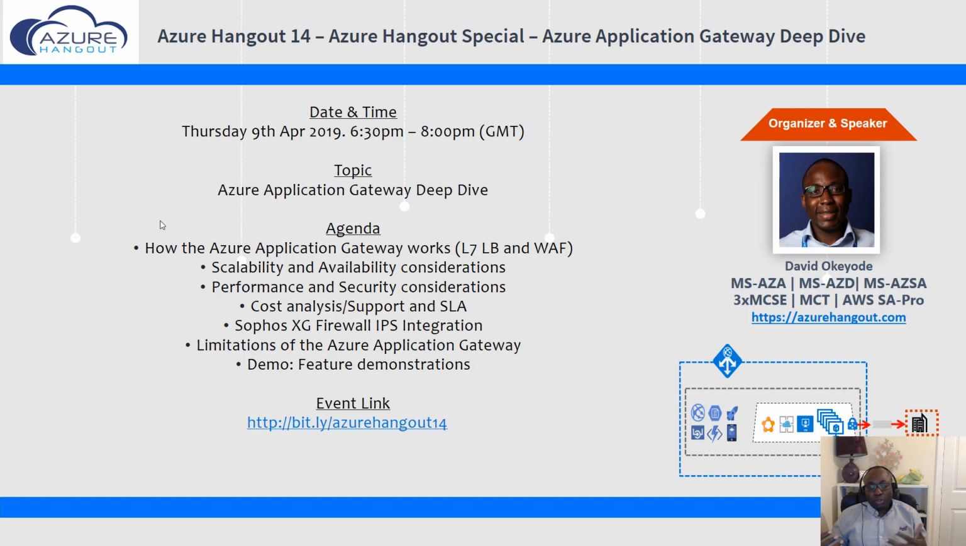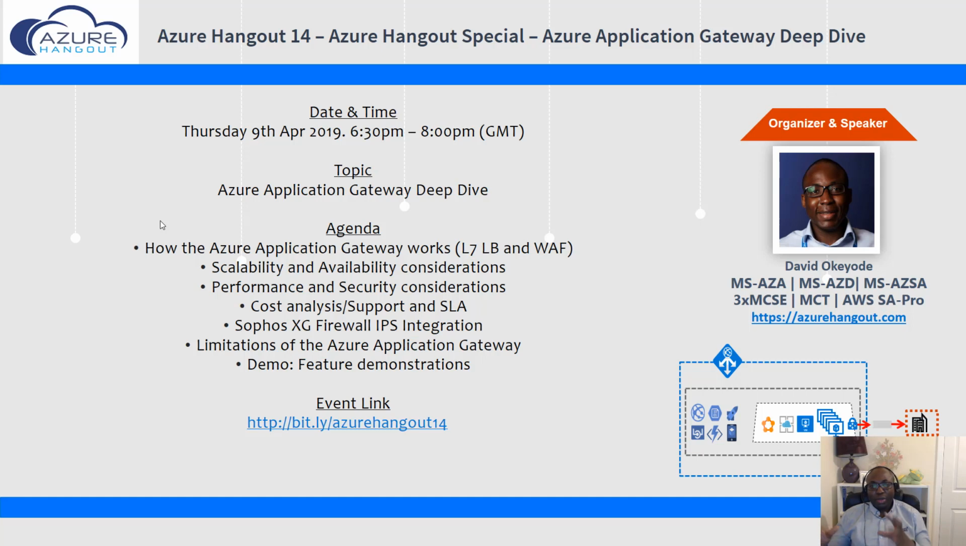We'll talk about what to look out for when you're thinking about performance and security when it comes to this service. Of course, any conversation about the public cloud has to include conversation around cost and pricing. So we'll talk about that. We'll also have some discussion around support and SLA. I'll talk about how you could integrate something like the Sophos XG firewall in terms of the IPS integration.